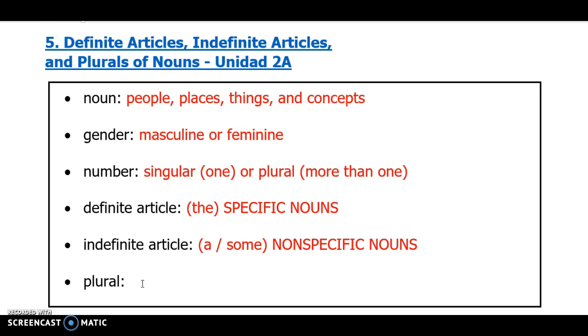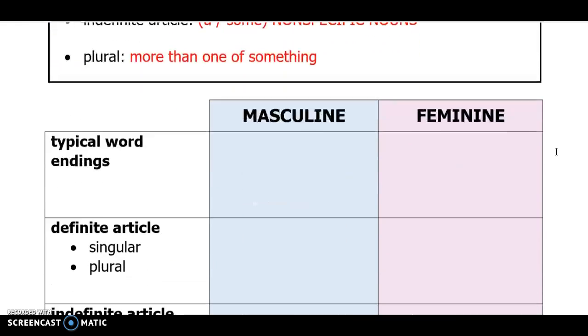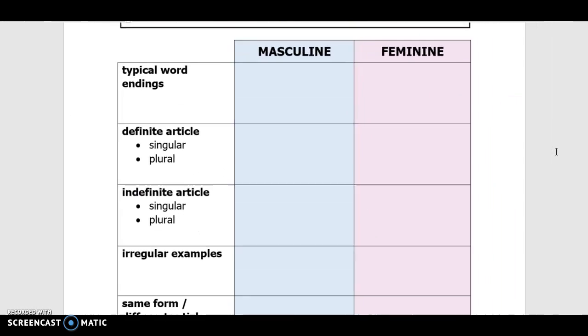One final one, we just kind of talked about that already when we talked about number, but just to reinforce plurals, because we're going to talk about forming plurals, it's more than one of something. So that's going to make the noun plural. And those are all grammatical terms that we're going to have to get used to using consistently throughout your study of another language. So let's go down here to the bottom of your page.